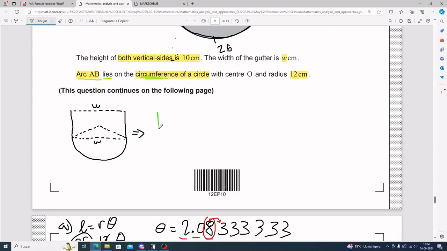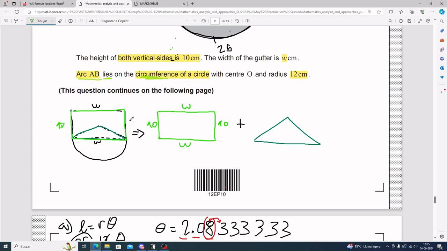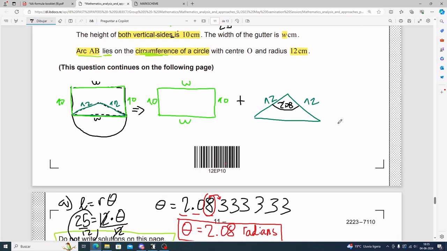On the one hand, you have the big rectangle up top, which is W by the tens. You can do this shape plus the triangle I'm putting in dark green, plus the rectangle that's in light green. This is 10, this is 10. Over here in dark green, I have a 12 and a 12, so you can also try to find the area of this triangle. You also know that this angle in here is 2.08. So you find the area of that rectangle, then the area of that triangle, and then the area of just the part of the circle. Then we can sort of try to solve it.